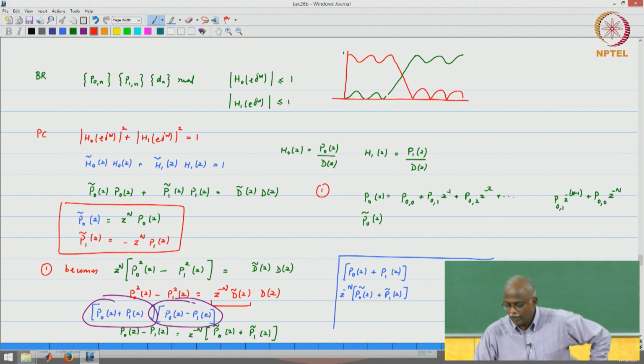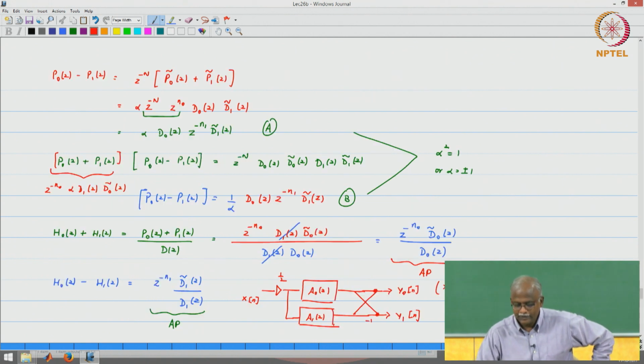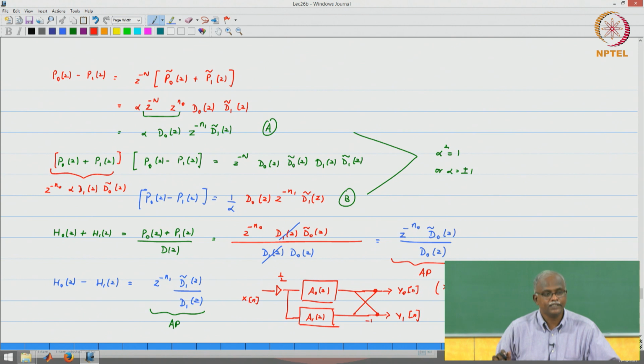Now, are these stable all pass functions? Yes, because both of them have got factors of D, and D is stable. All the zeros of that polynomial are inside the unit circle. So therefore, everything is stable, everything hangs together. This is a very nice result. But more important, what did we get out of it? All the tools, keep that in mind.